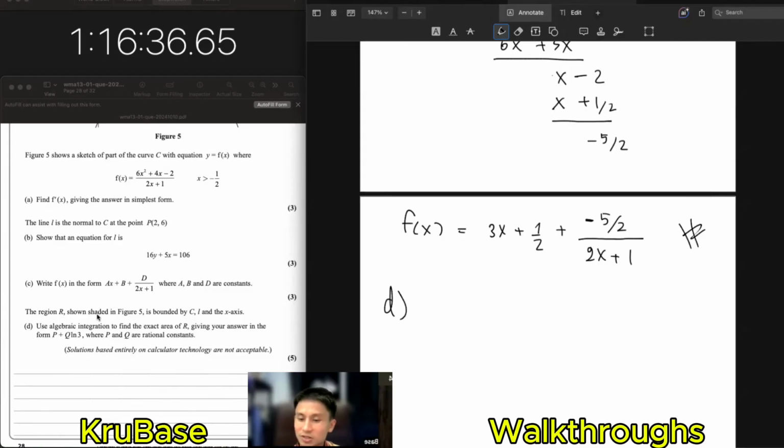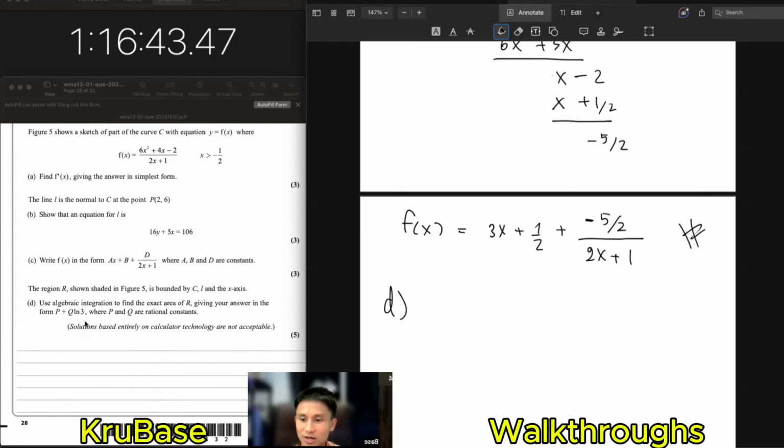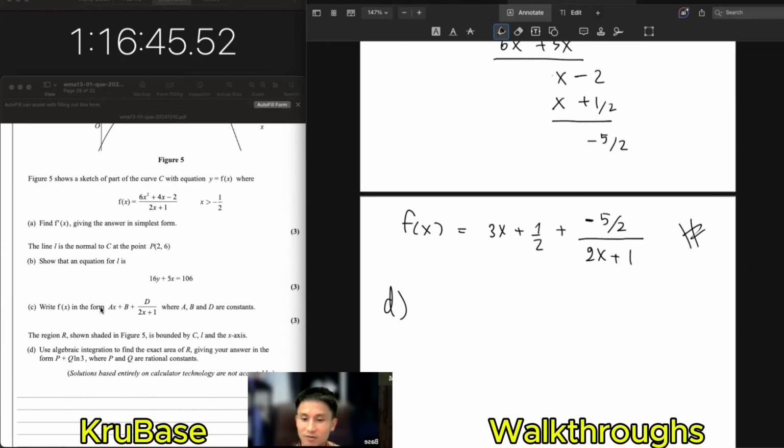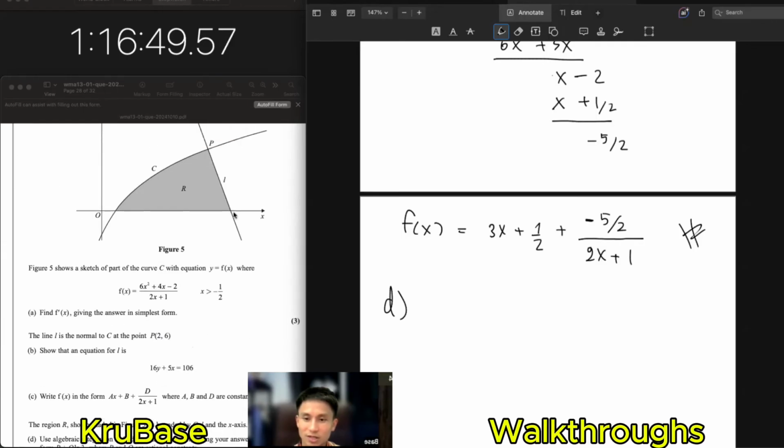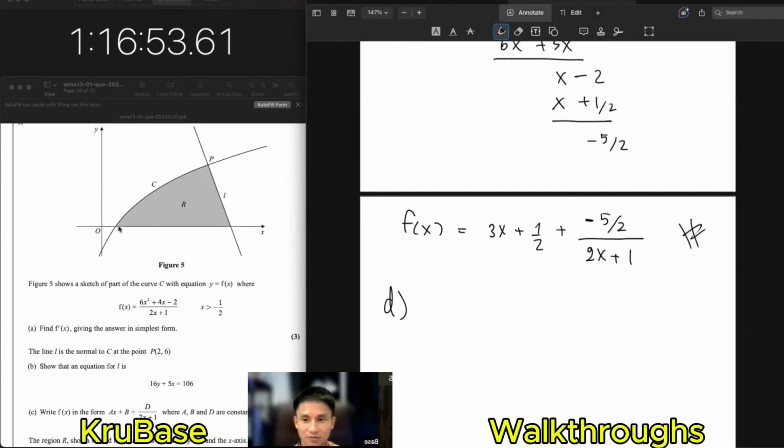The region R shown shaded in figure 5 is bounded by curve C and L and the x-axis. All right, got it. Use algebraic integration to find the exact area of R, giving your answer in the form of that. Okay, so we need to find the x-intercept of the line L first, and the x-intercept of the curve, right? So let's do the x-intercept of the curve first.